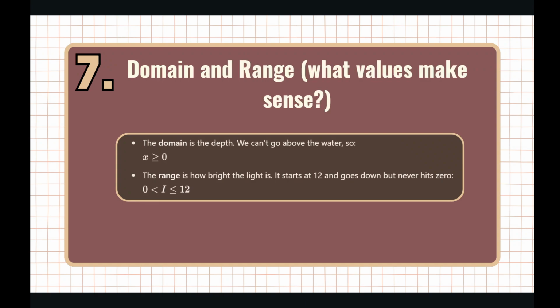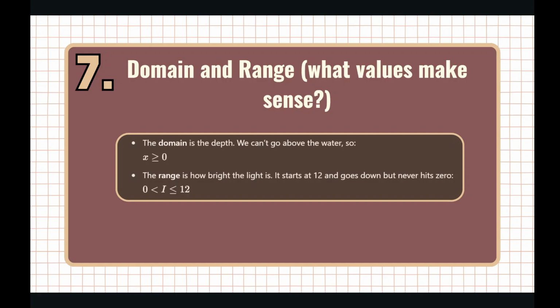The domain and range: what values make sense? The domain is the depth, and we can't go above the water, so zero depth is basically the limit, and that is where the intensity is 12. Below that, 1 foot, 2 feet, 3 feet, that's our domain. We can go to whatever value, since realistically we don't know exactly how deep the ocean is. And the range is how bright the light is.